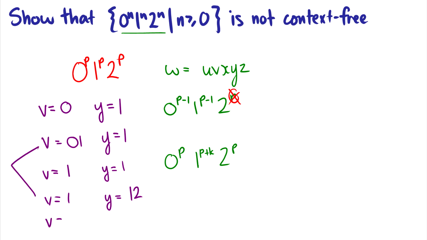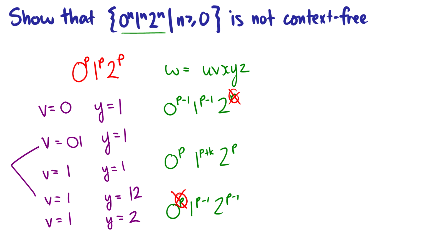Then of course the final possibility is that v is equal to 1 and y is just equal to 2, and then we have a repeat of the first situation where if we pump down, we have 0 to the p, 1 to the p minus 1, and 2 to the p minus 1, and our problem here lies with this 0 to the p. So there's no possible way that we can pick v and y such that when we pump it up or down, this string stays within the language. Therefore, 0 to the n, 1 to the n, 2 to the n is not context-free.